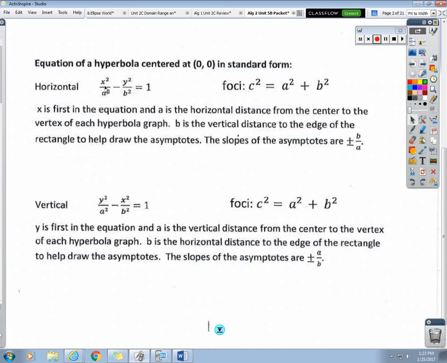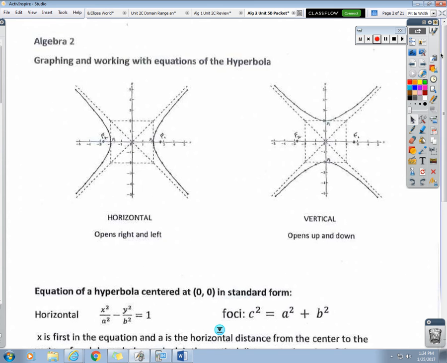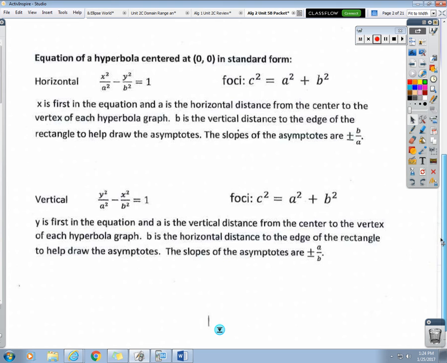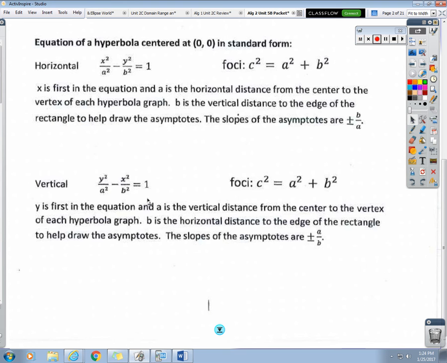Horizontal means the x will come first. Vertical means the y will come first. Now, why do you think on the smart board it's just x squared, y squared, and then y squared, x squared, but on the whiteboard I went ahead and wrote y minus k, x minus h? Correct. For the next couple of days, we'll only be working with hyperbolas that are centered at the origin, 0, 0. So really over there, the h and the k's would all be zeros, and you could just leave them blank, which is why they look like this, okay?